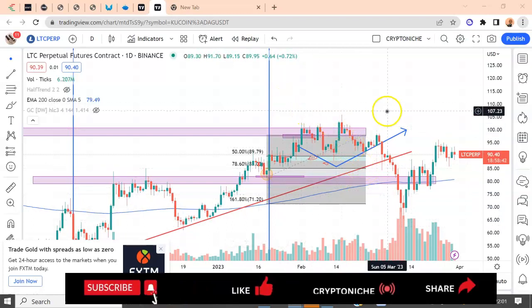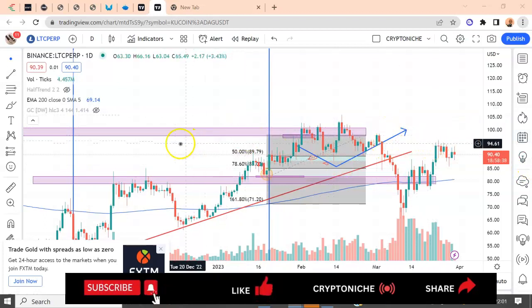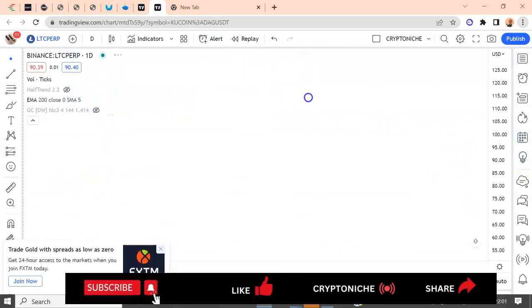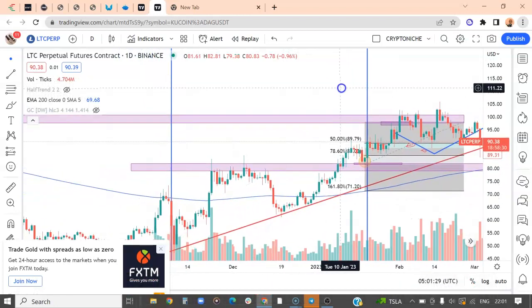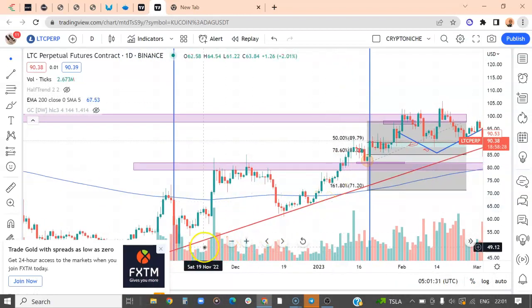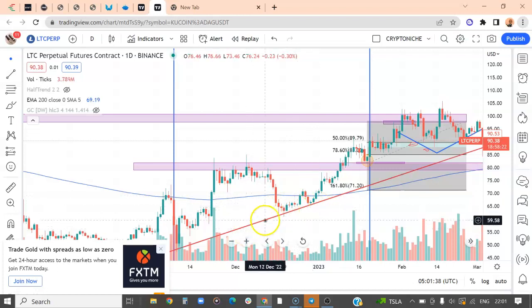I made mention of some areas of interest on the charts, and if you look at this chart, it has really been here for a long time. This is the uptrend right here. You can see different support levels, a support level here, another support level here, and a resistance level was around here.